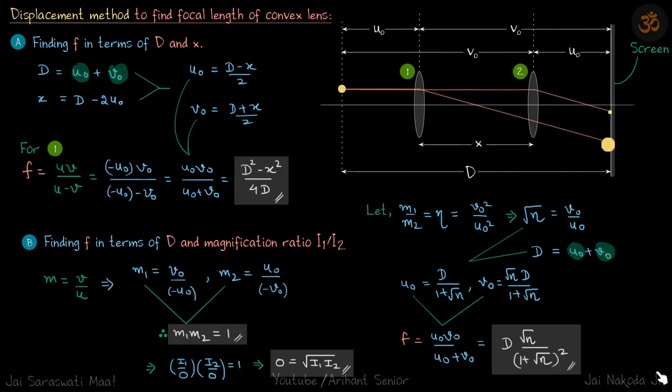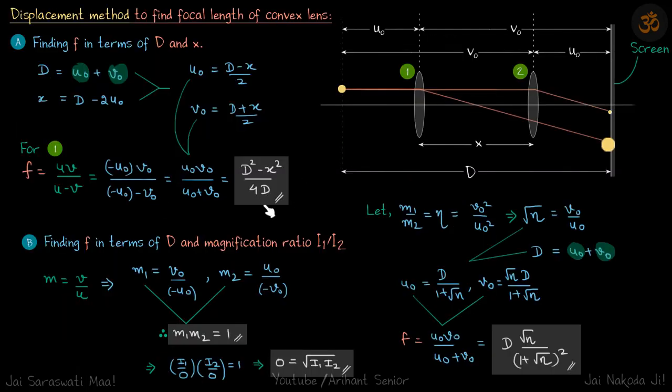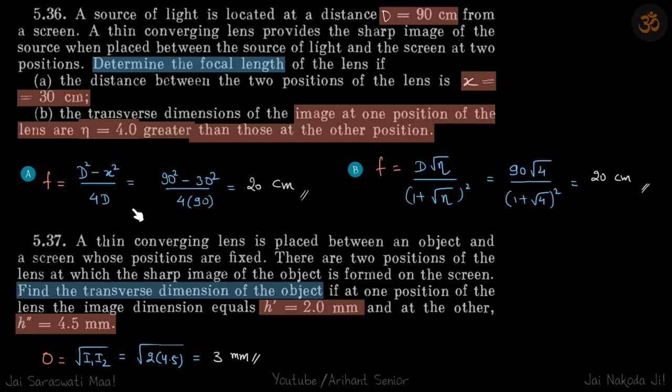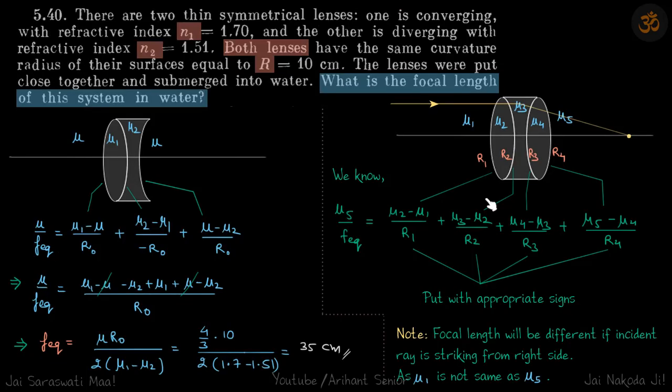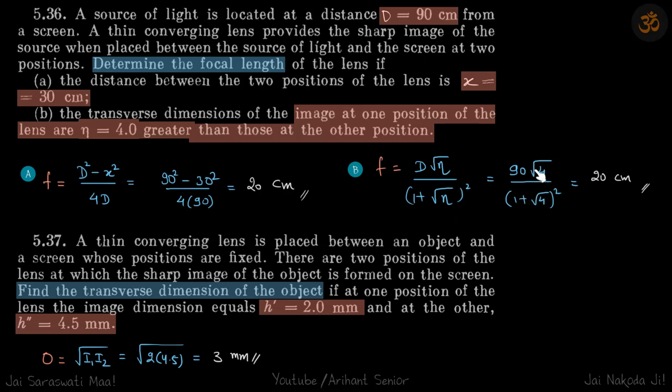Let's see that. In this problem, d is given, x is given. So we'll just use the formula which we derived to get the focal length of the lens, which comes to be this. And in part B, we are given that the ratio of the images is 4. So the ratio of images is eta, and our focal length is d root eta upon (1 plus root eta) whole square, which is this.